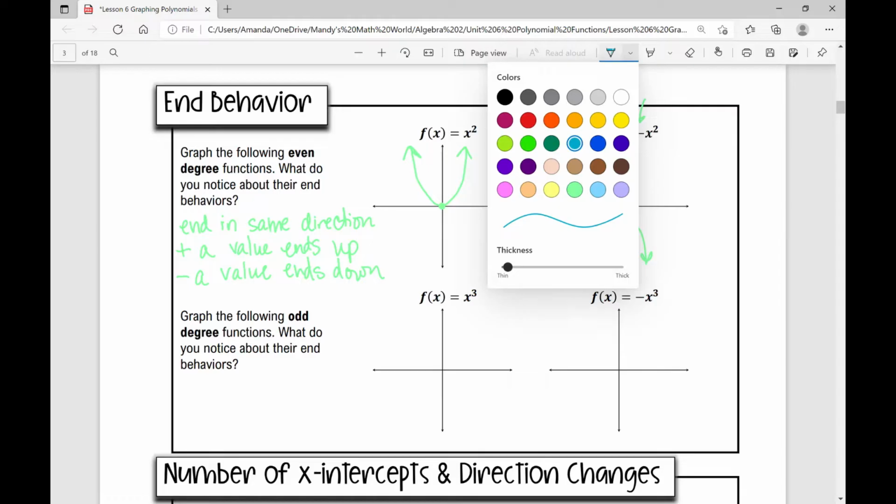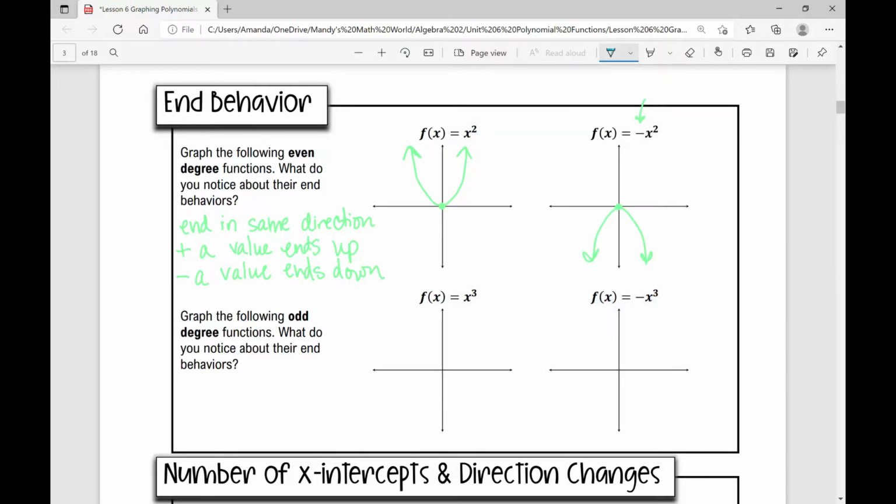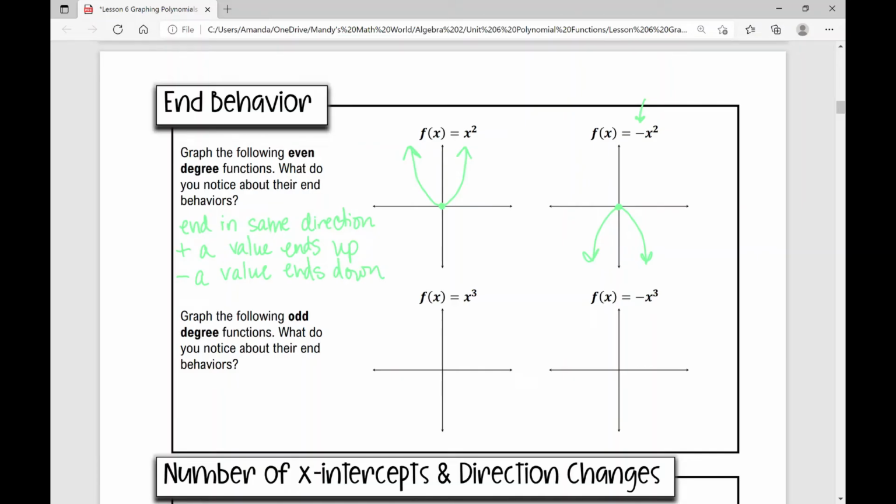Let's move on to those odd degree functions. Graph the following odd degree functions. What do you notice about their end behaviors? F of x equals x cubed looks like this. It's your parent cubic function, and it takes this shape right here, where it starts in the lower left, it increases like a linear function would, but it does bend and curve, so it kind of bends at the x-axis.